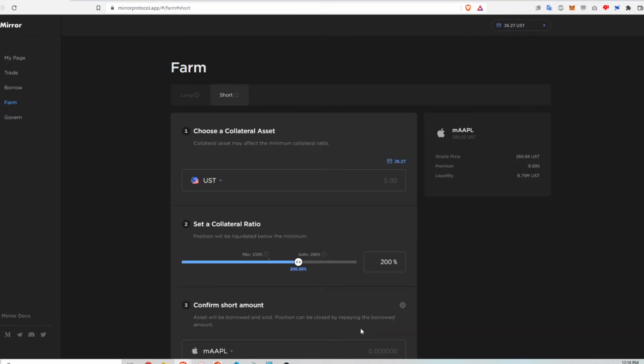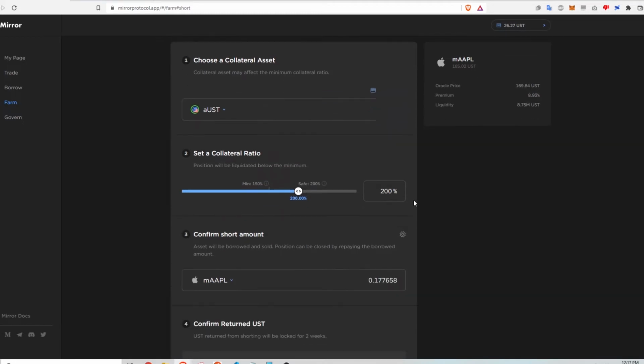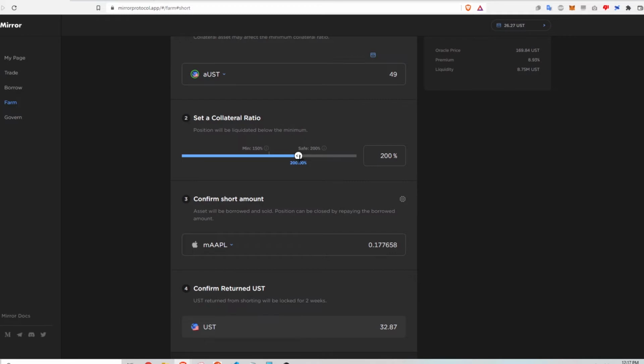And at this point, I've already deposited some UST on Anchor. So now I'm holding aUST in my wallet that I can use as collateral. So I'm going to select aUST here. And then just like the example that I've shown, I'm going to deposit 2/3 of my initial capital that I want to invest on the short position. So that in the example was $60 worth of UST, and if I convert that to aUST, that's about 49 aUST. So for the collateral ratio, I'm going to leave it at 200%, and remember this is the ratio of the collateral to how much I'm borrowing.